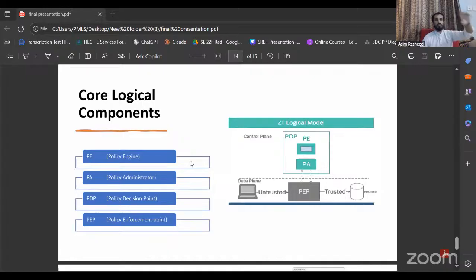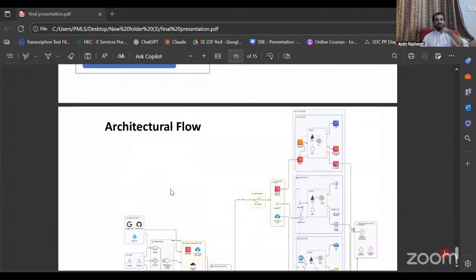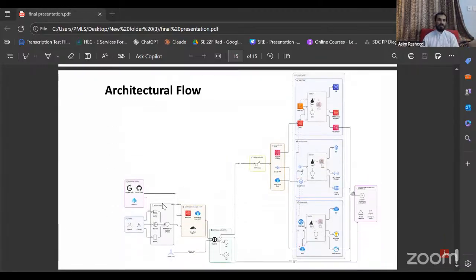These are the core logical components. The policy engine makes the decision whether the request should be allowed or denied. The policy administrator writes the policy, and the policy decision point acts as a bridge. It can be considered as a PE. The policy enforcement point is the point that enforces the policies received from the policy engine or policy administrator. And finally, this is the architectural flow of my diagram, my architecture.